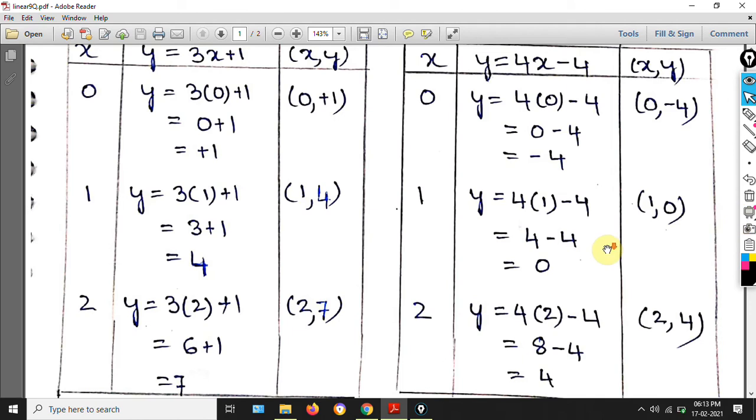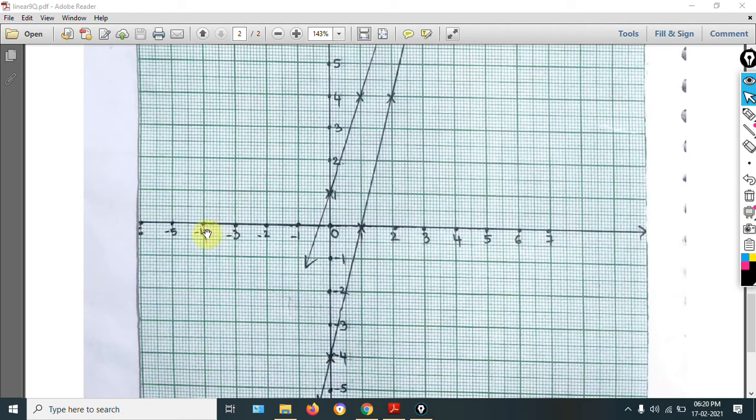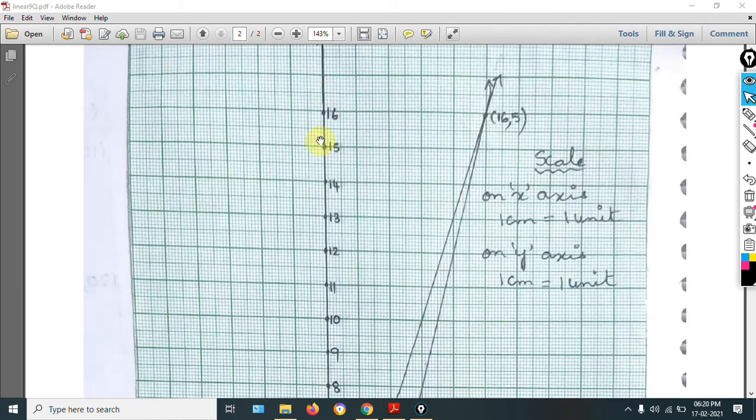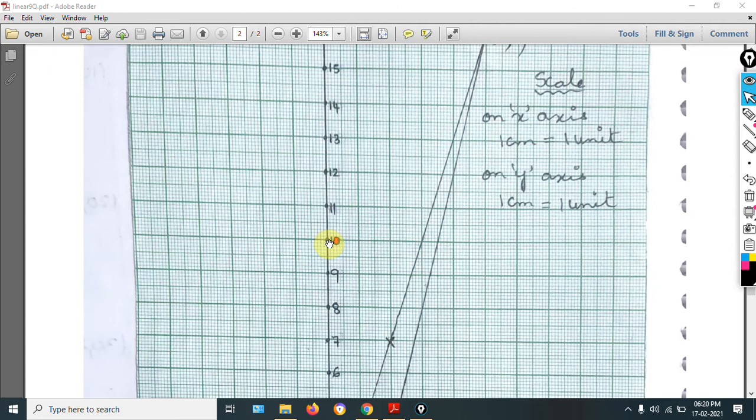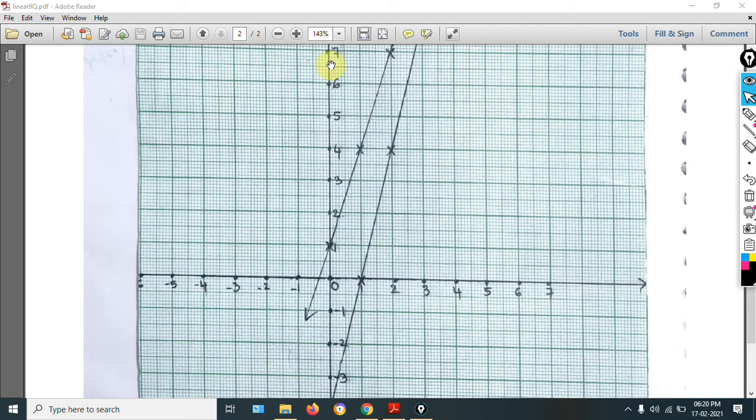Now we will take a graph paper. We will draw a horizontal line in the middle of the graph paper. We call that line the x-axis. And we draw a vertical line in the middle of the paper. We call this vertical line the y-axis. Where the horizontal line and the vertical line meet, we put 0, and we call this the origin.